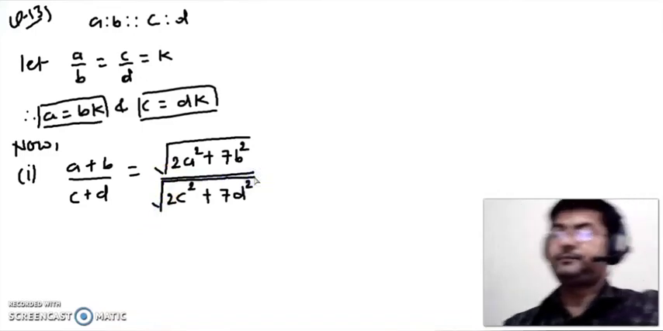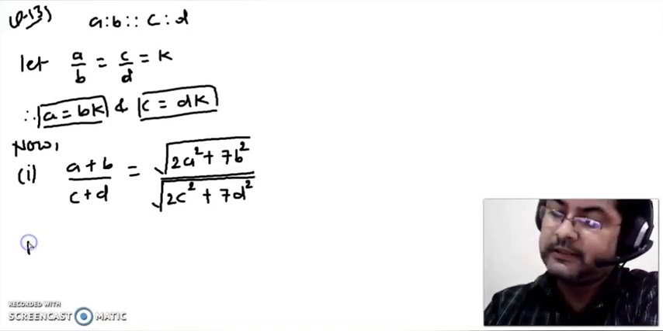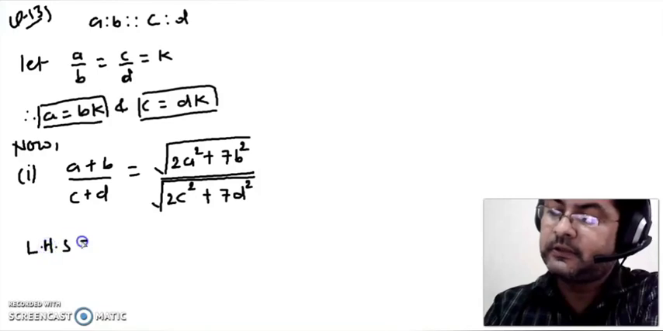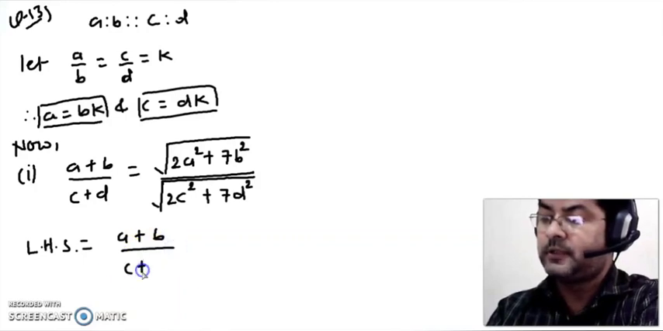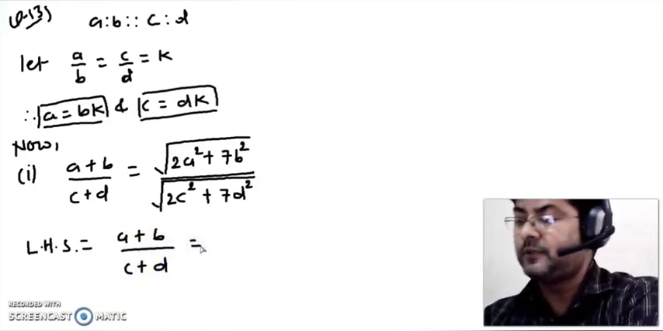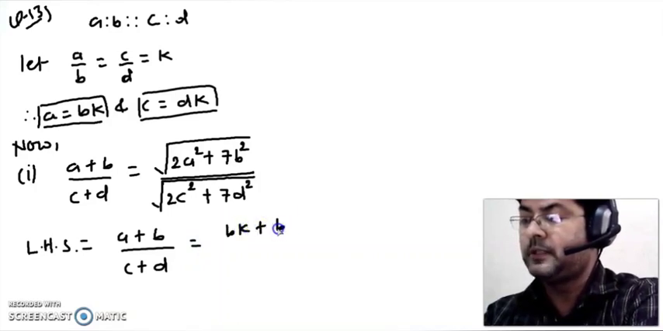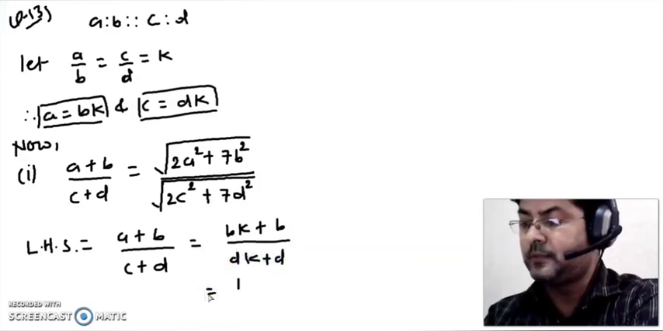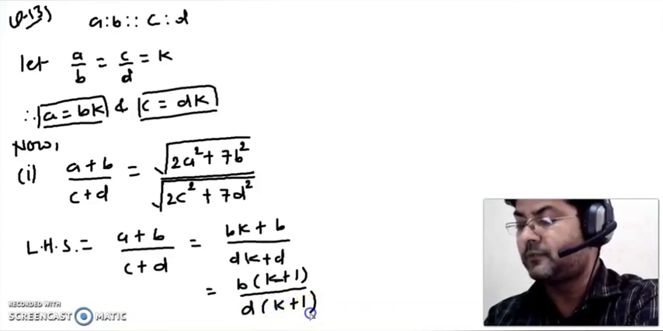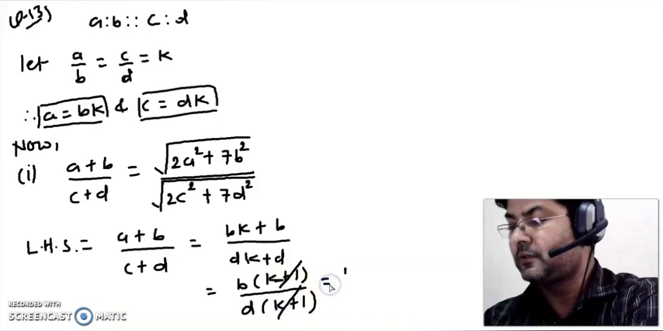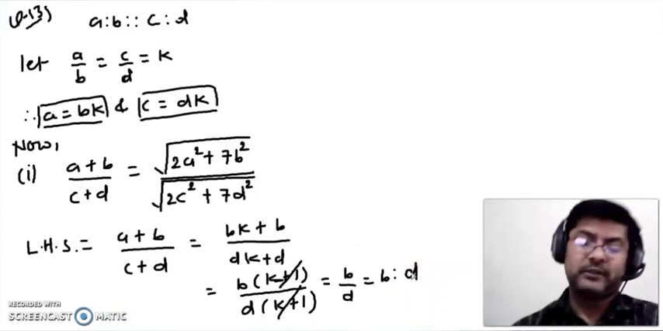Okay. Now let LHS be A plus B upon C plus D. So now we can substitute the values. For A we can put BK, B as it is, and for C we can put DK plus D as it is. Take B common from the numerator, K plus 1 is left. Again D common in the denominator, K plus 1 is left, so we can reduce K plus 1. So B upon D is equal to B is to D. Clear? This is the left hand side.